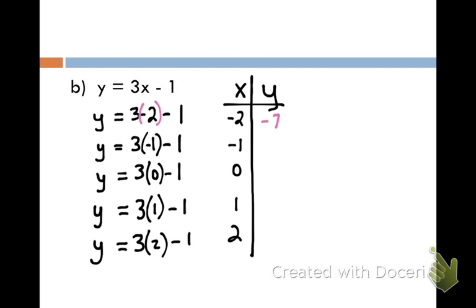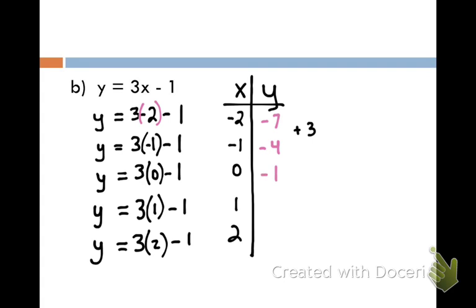3 times -1 was -3, minus 1. -4. Okay, let's try to come up with a pattern right here. What happened with -7 and -4? +3. It was getting bigger, even though they're negatives. I added 3. Okay, let's go to the next one. 3 times 0. 0 minus 1.